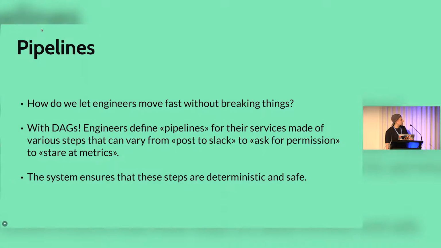Another thing that we have is pipelines, which is our way to move fast, like Facebook does, but without breaking things. The idea here is that the engineers can use the thing that they use every day anyway, which is Git. But in this case, it's not really Git. They can use directed acyclic graphs. They can define the way their services are going to be deployed in production step by step, where each step can be anything from, like it says here, posting a message to Slack, or maybe posting a fancy box with a button to Slack where they can click things to ask for permission from the team, or to start metrics, or actually more things than that.